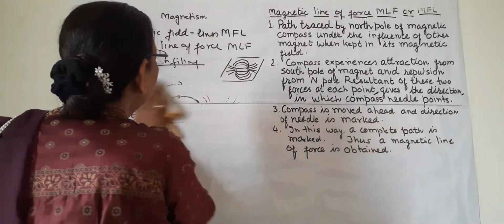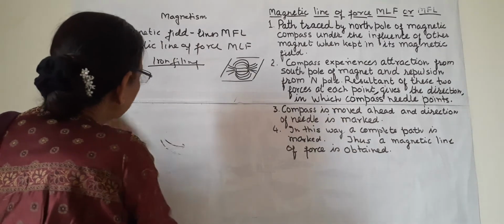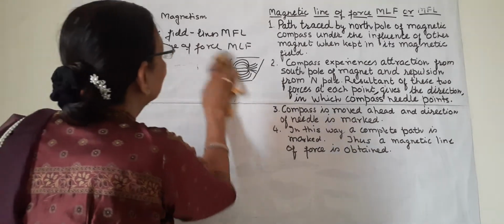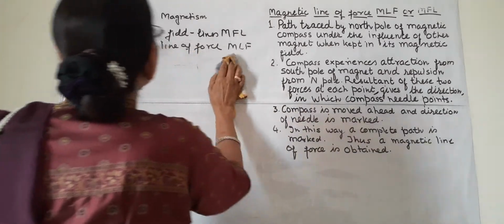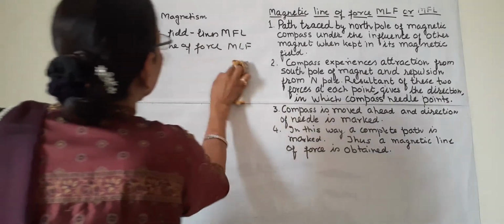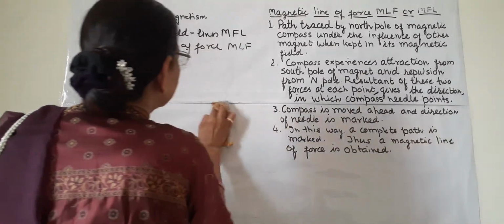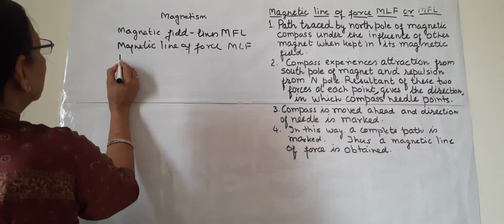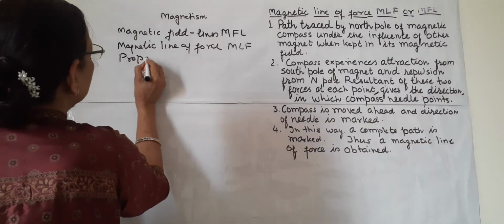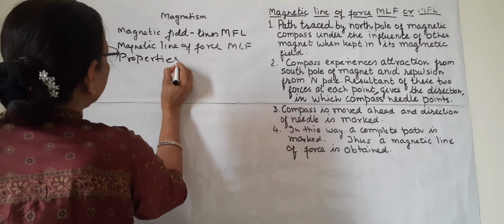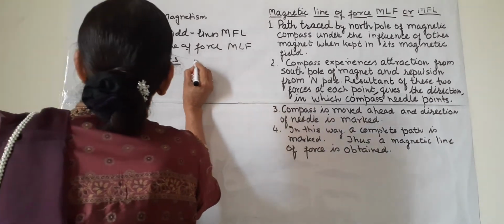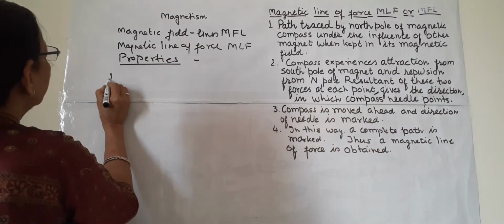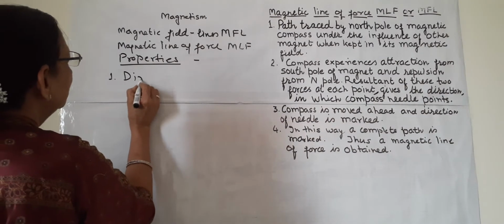Now we will come to the properties of these magnetic lines. These properties of magnetic lines are quite often asked in the exams. So what are the properties of magnetic lines? The first property is they have direction.